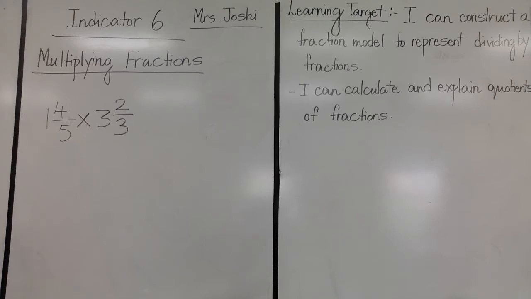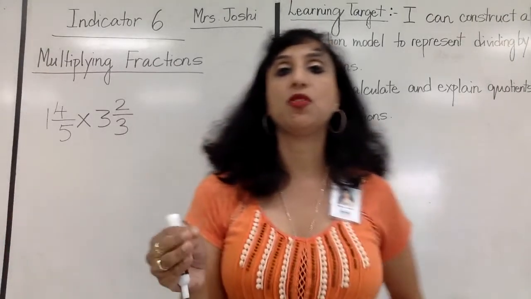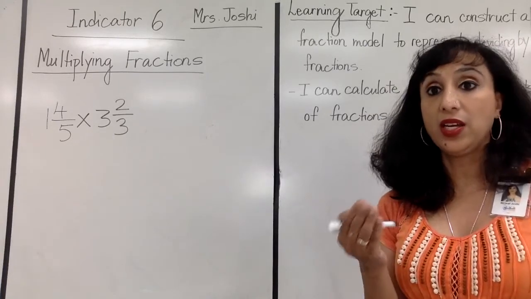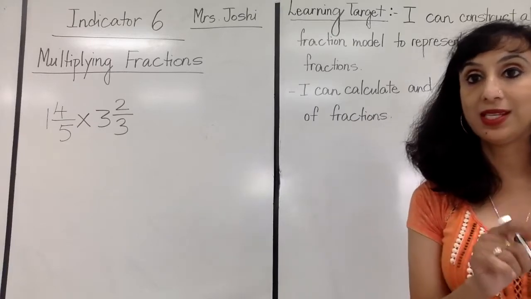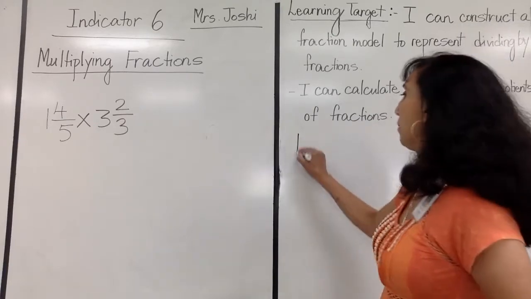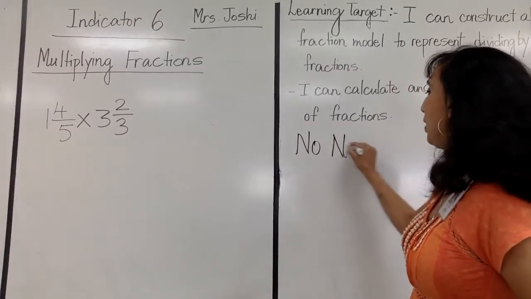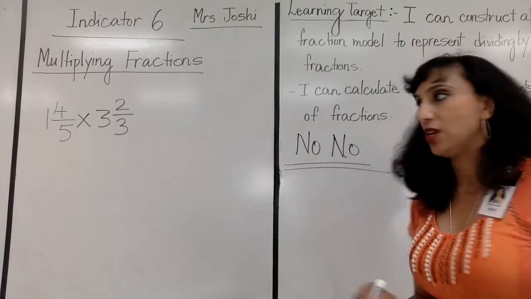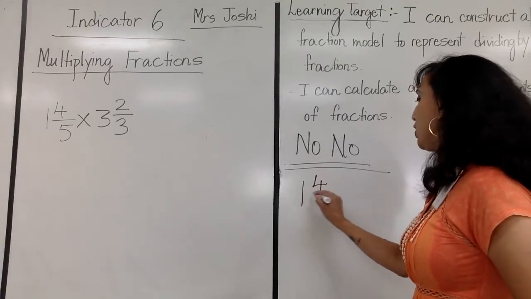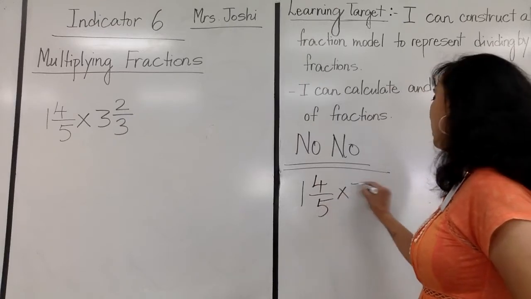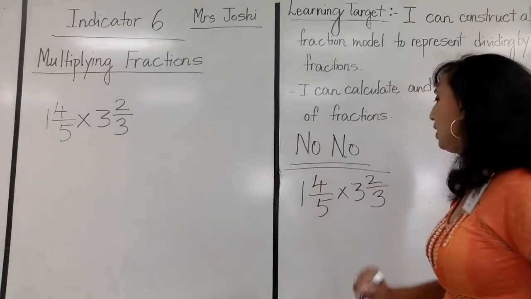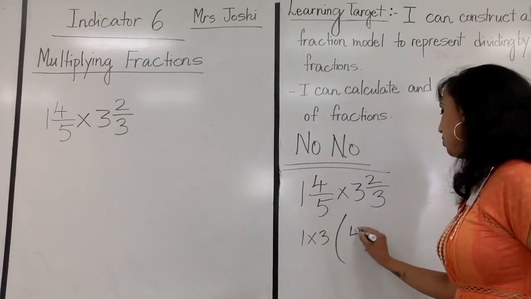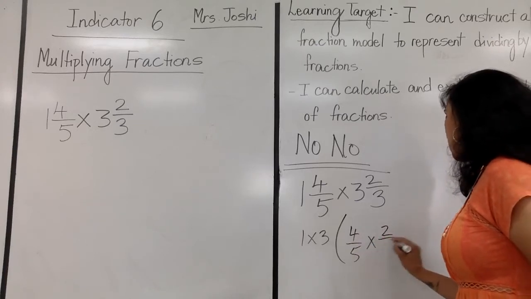I have seen children, just because in addition and subtraction, they have seen that you can add the whole number part, they think they can do the same thing here in multiplication. Remember, this is a big no-no. Big no-no. We are not doing this. Okay? This is not addition. This is not subtraction. So I'll tell you what we cannot do, because I still see students making this mistake. Okay, you cannot do 1 times 3, and you cannot do 4/5 times 2/3.